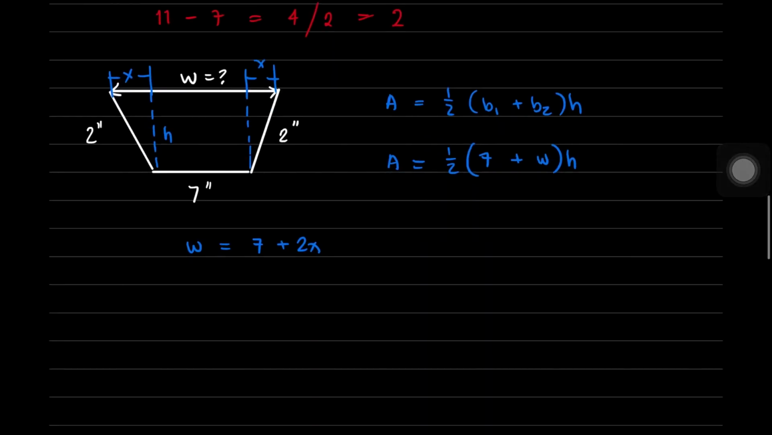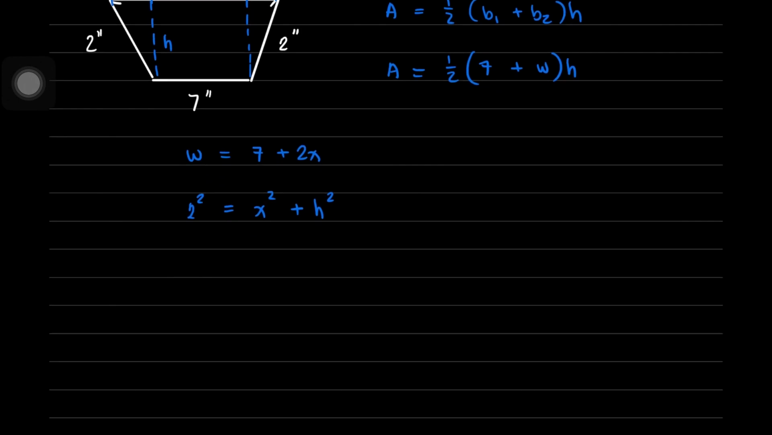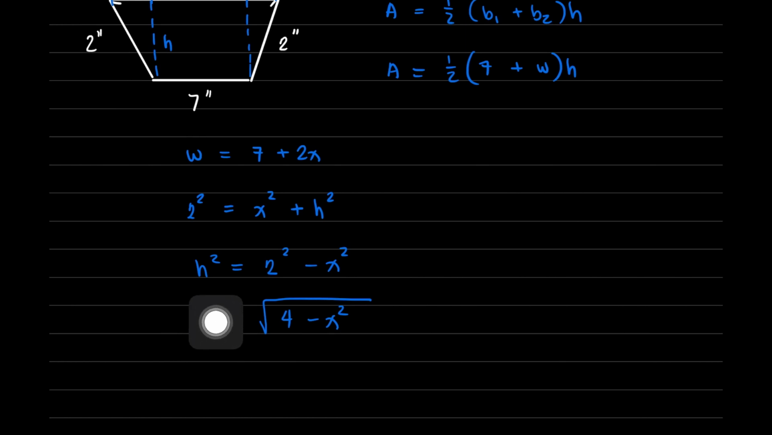So for the height, since we have a right triangle in here, by Pythagorean theorem, 2 squared equals x squared plus h squared. Solving for the value of h in terms of x, we have h squared equals 2 squared minus x squared, or h equals the square root of 4 minus x squared. Now, h is in terms of x and w is in terms of x as well, so we can just substitute it in this equation.